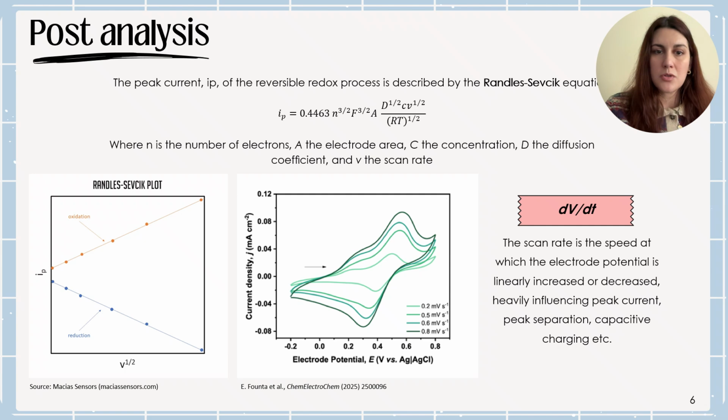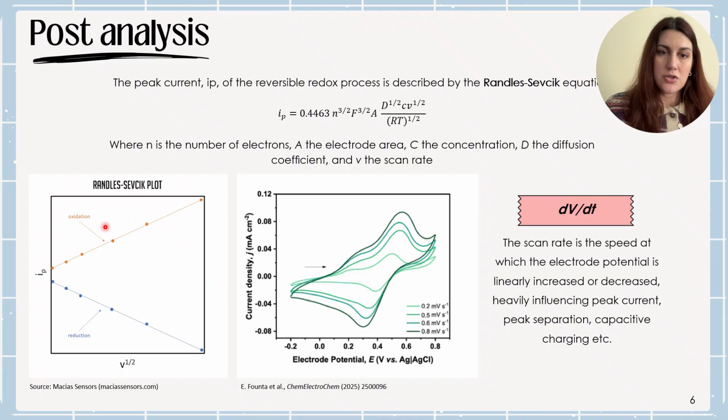One of the most important aspects of this equation is that the peak current is proportional to the square root of the scan rate for diffusion-controlled reactions. Based on this relationship, if we measure cyclic voltammograms at different scan rates and then plot the peak current versus the square root of the scan rate, we should obtain a straight line for diffusion-controlled reversible reactions as shown in the plot, both for the oxidation and the reduction scans.